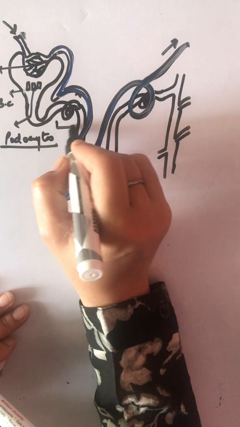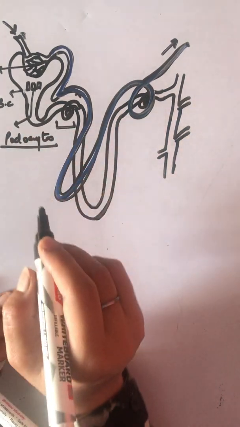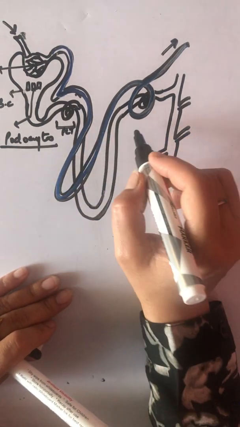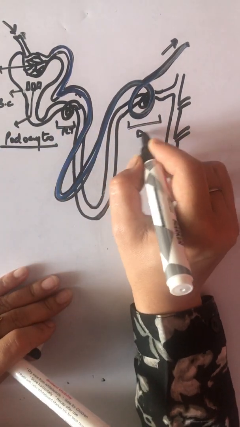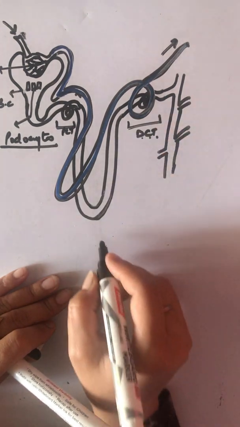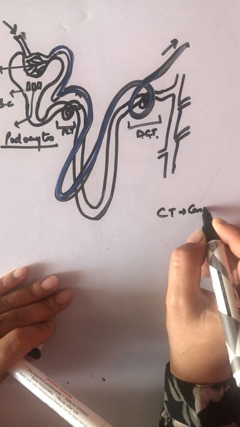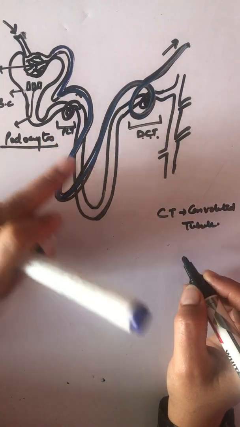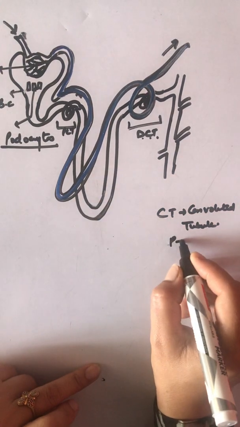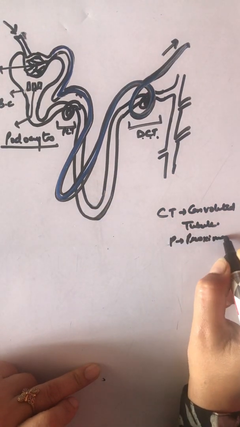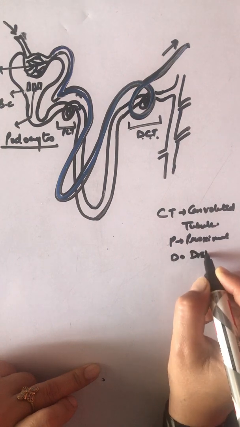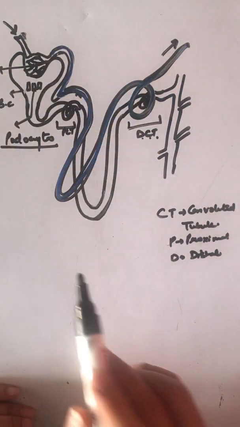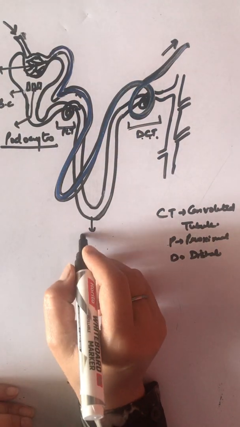Then this part which is near the Bowman's capsule, we call it PCT, proximal, right? And this part which is far away from that, we call it DCT, distal convoluted tubule. So CT stands for convoluted tubule. If it is PCT, proximal. If it is DCT, distal. P stands for proximal, D stands for distal, in respect to the position of this Malpighian body.